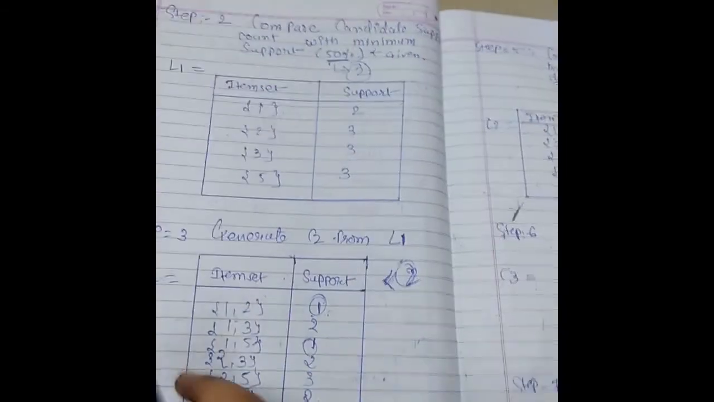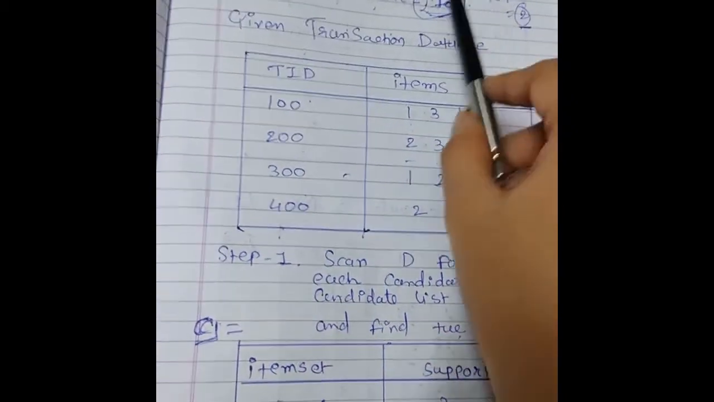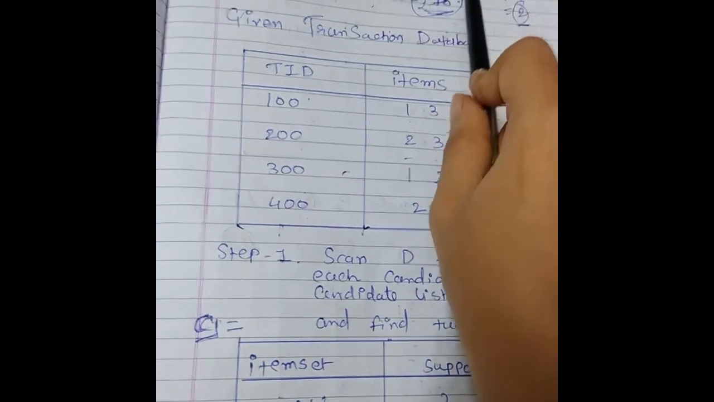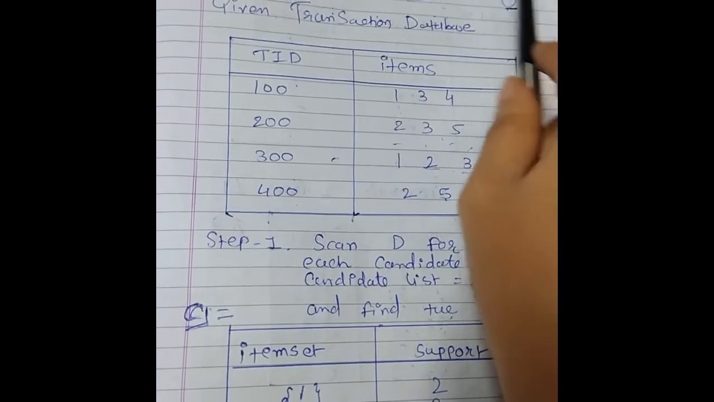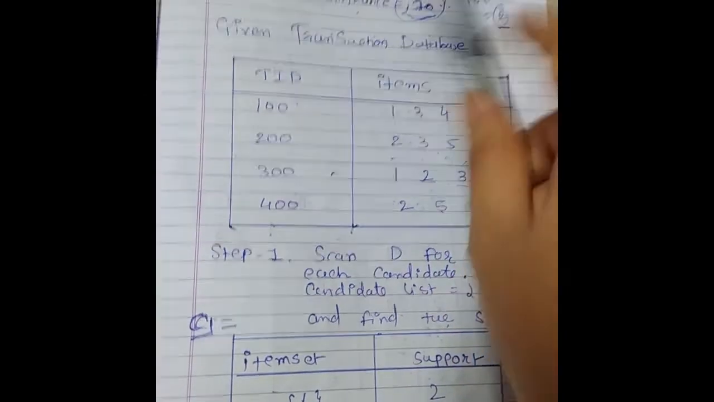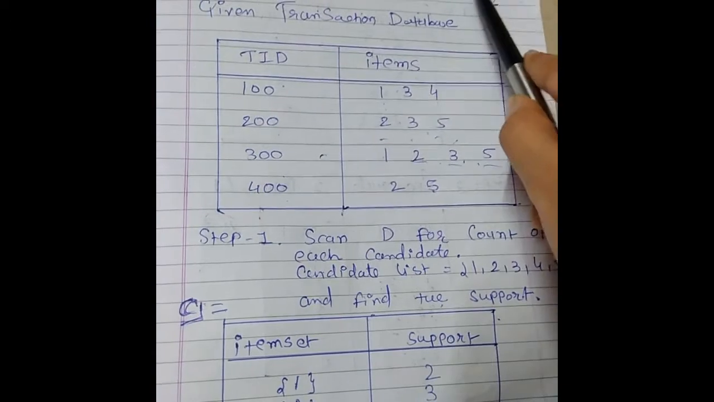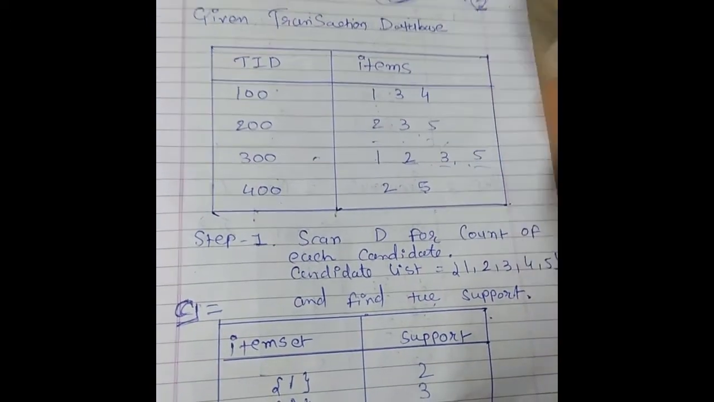So again I will repeat. The question is given with minimum support and confidence. First thing, we have to convert the minimum support into the support count, and for that the minimum support divided by 100 into the number of transactions. Here the number of transactions is 4, so the minimum support count is 2.